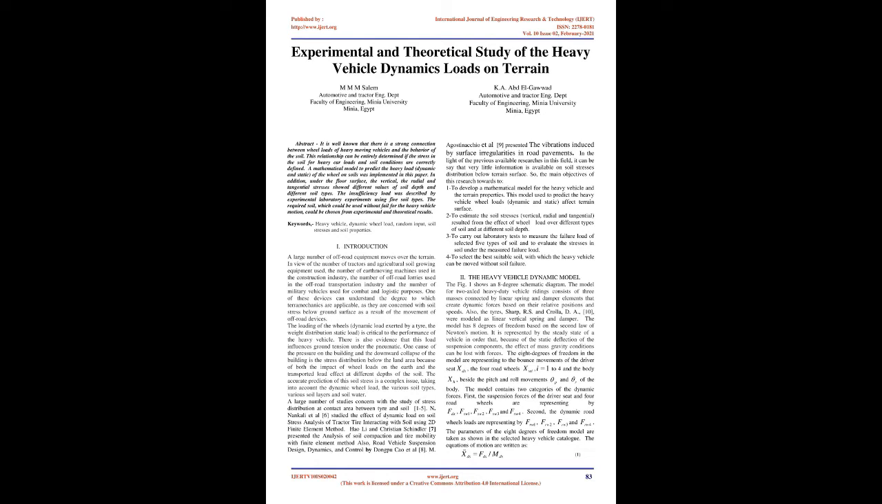The required soil, which could be used without failure for the heavy vehicle motion, could be chosen from experimental and theoretical results. Keywords: heavy vehicle, dynamic wheel load, random input, soil stresses and soil properties.